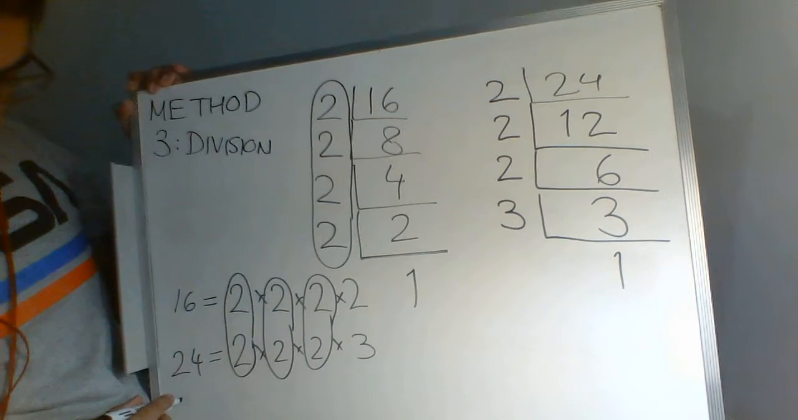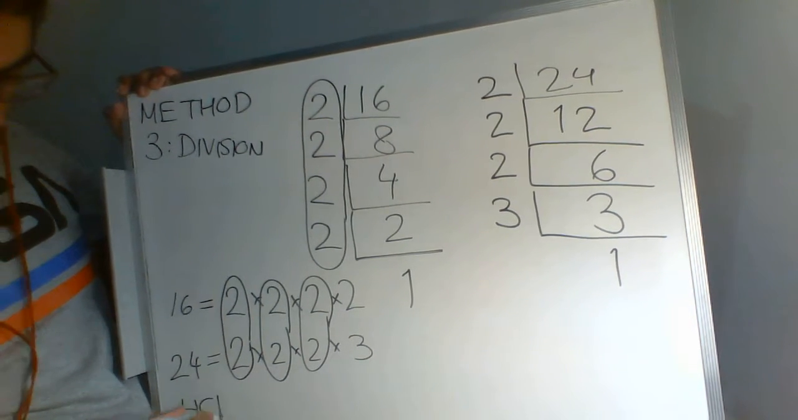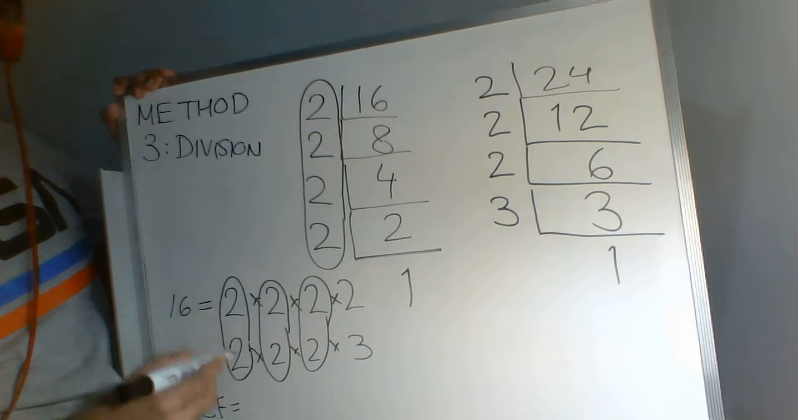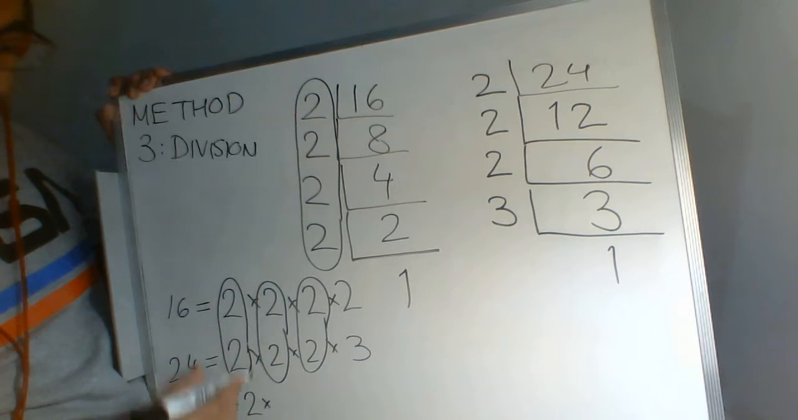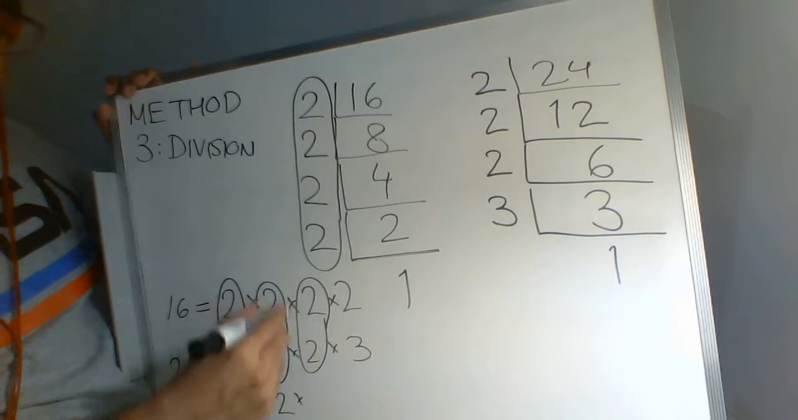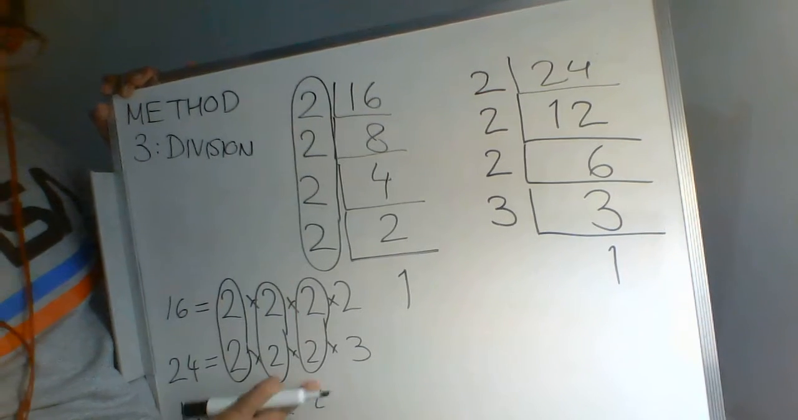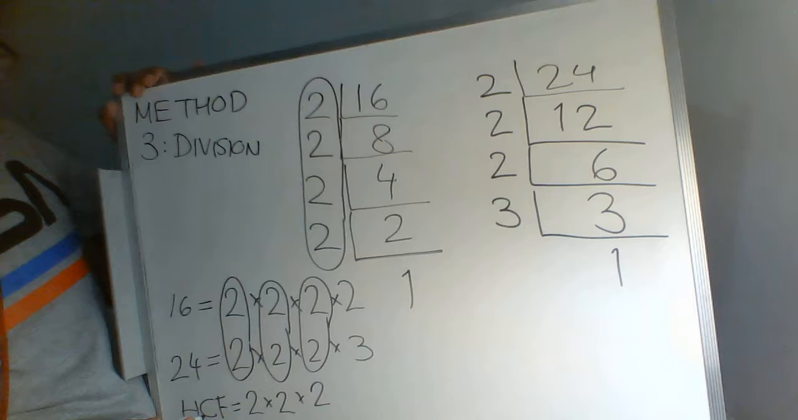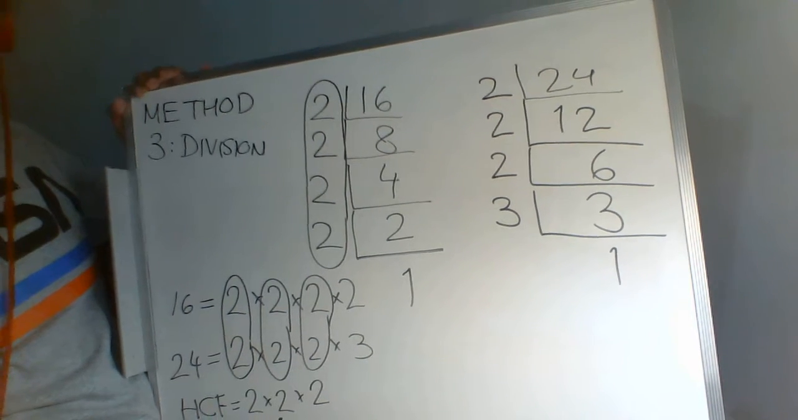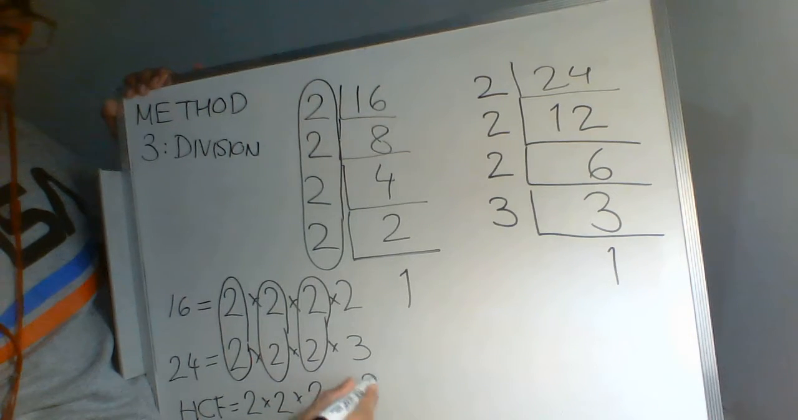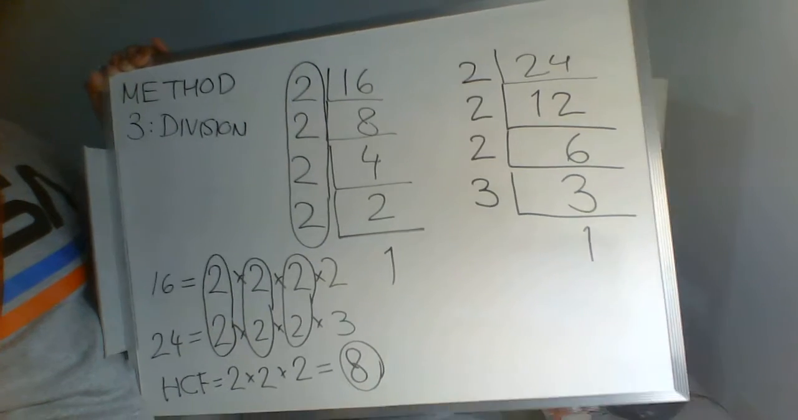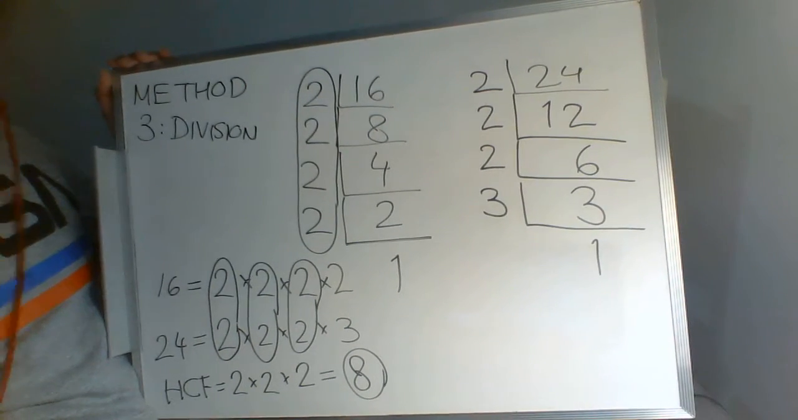So our HCF, highest common factor, is going to equal, well, we have a 2 in a bubble here, so we put 2, times 2 in another bubble there, times 2 in another bubble over there, so we put that down here. And so our highest common factor is going to be 2 times 2 times 2, which is, as we got the first time and the second time, going to give us 8. And that's our highest common factor for 16 and 24.